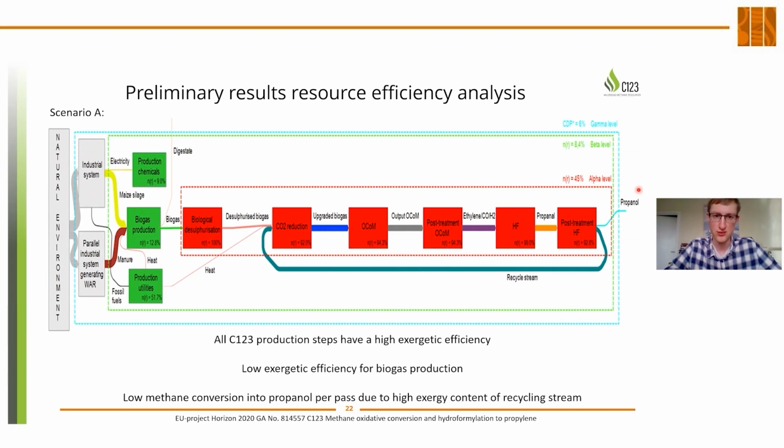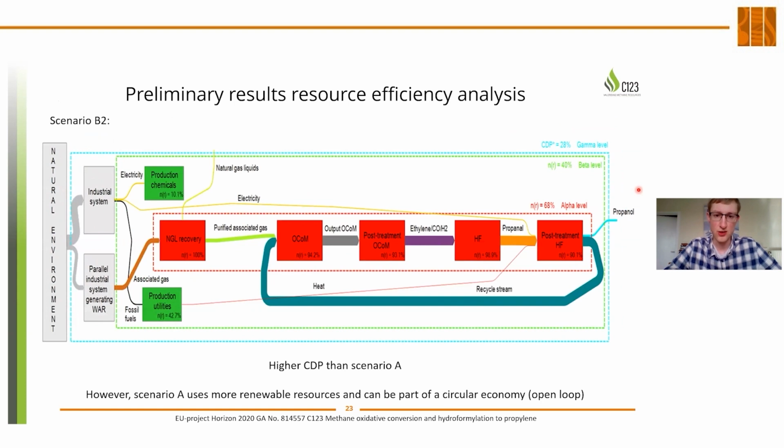Okay, next slide, please. And then here on this slide, you can see the result for the last scenario, where we use associated gas to obtain 1-propanol. This scenario has a higher life cycle exergetic efficiency. Here it amounts to 28%, so that's higher than in scenario A. However, an important side note is that we make use of renewable resources in scenario A, and this can also be part of a circular economy because we make use of waste fractions of the agriculture sector. So that's important to take into account.